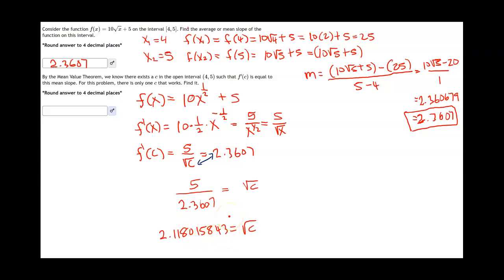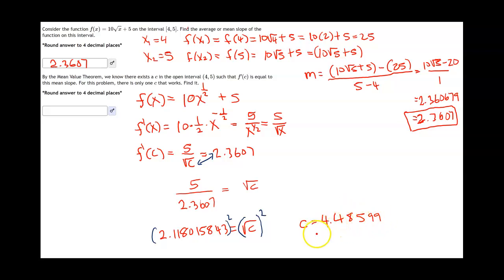But we don't want to solve for radical c, we want to solve for c. So what we're going to do is square both sides. I square the right side to get rid of the square root, and I square the left side because I squared the right side. So if I square both sides, then I'm going to end up with c, which is what I'm looking for, equals 4.48599.